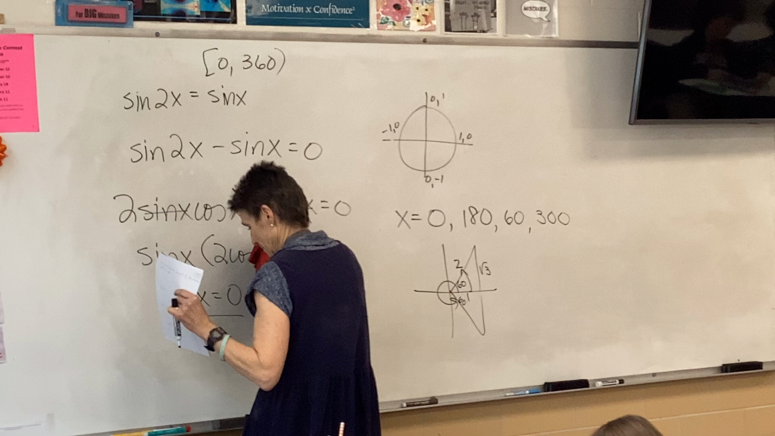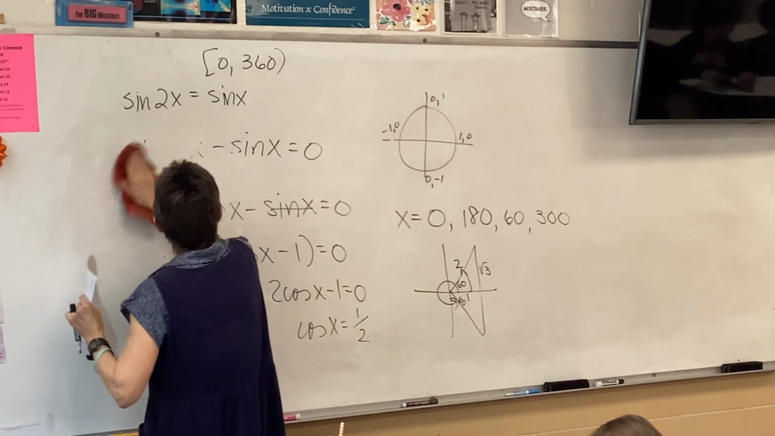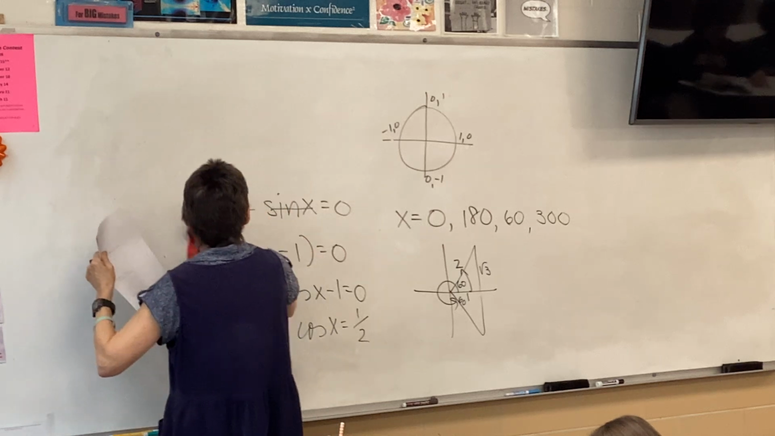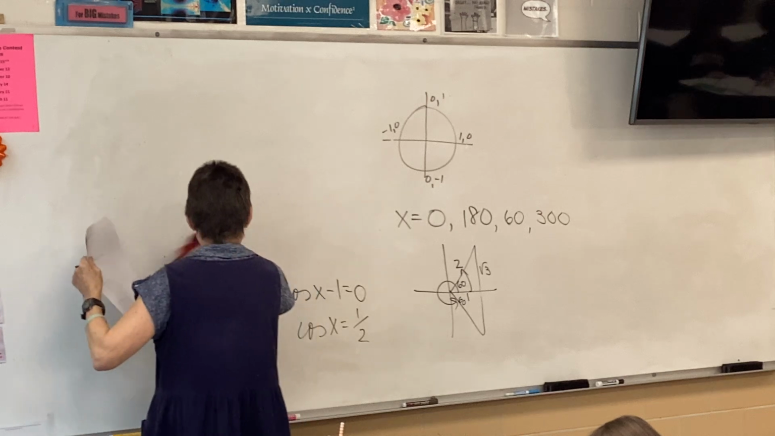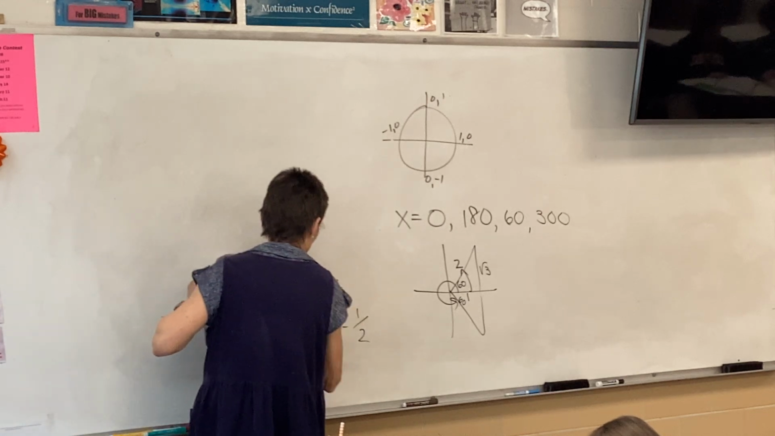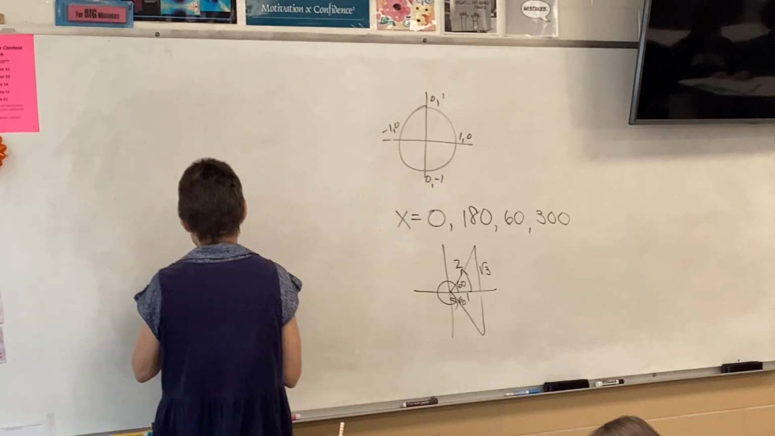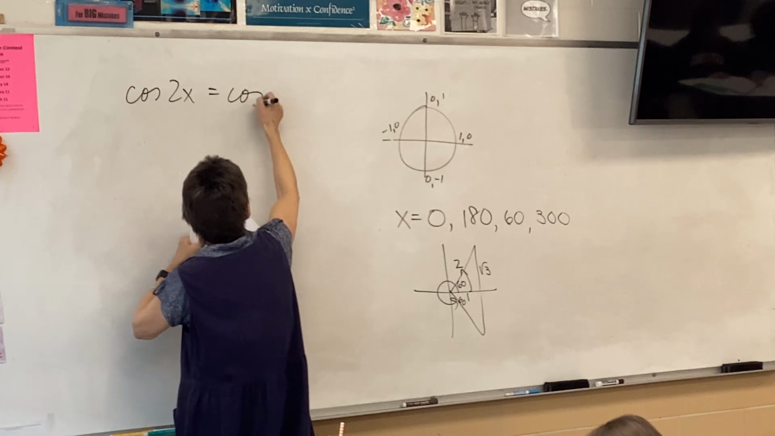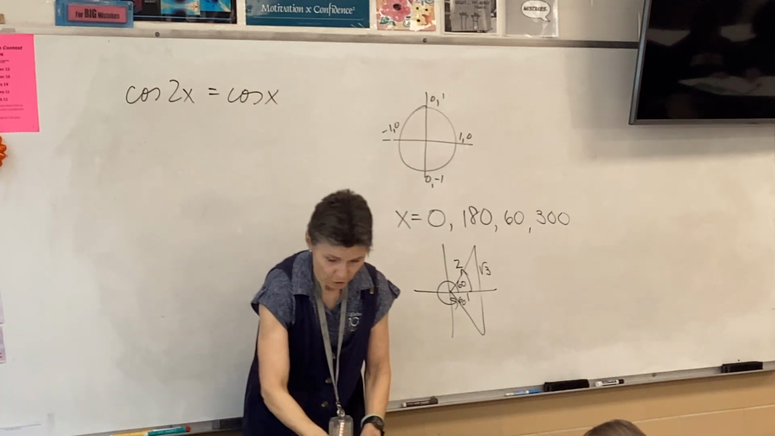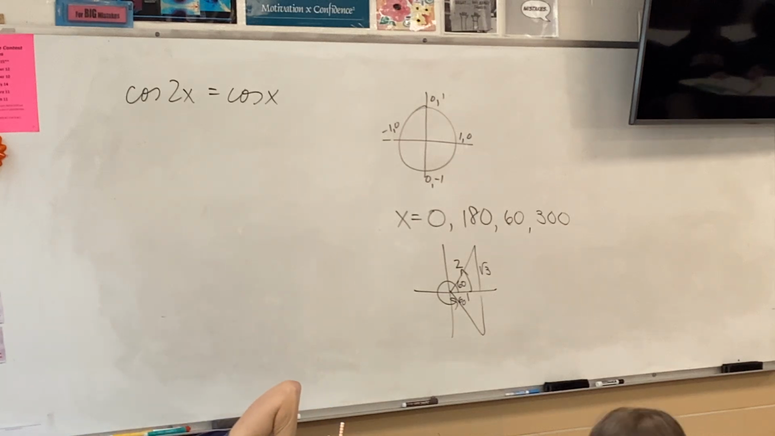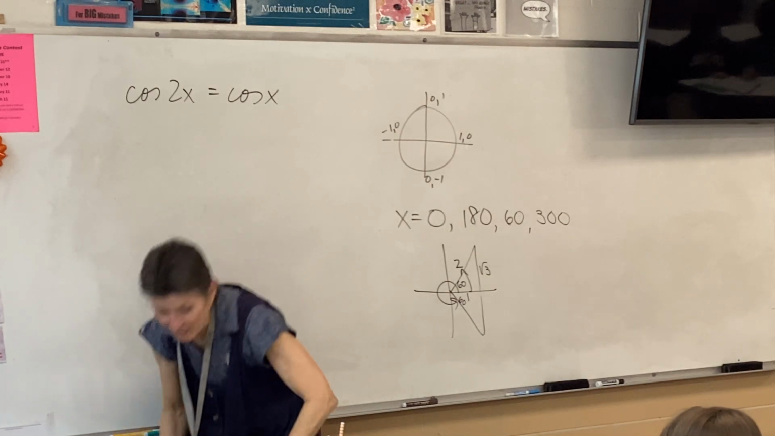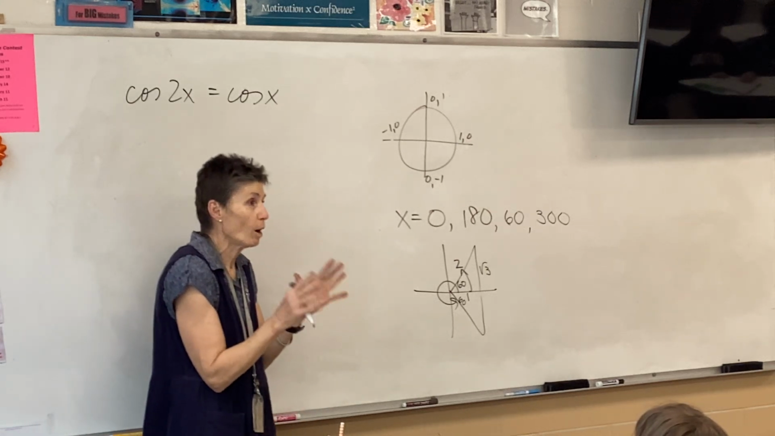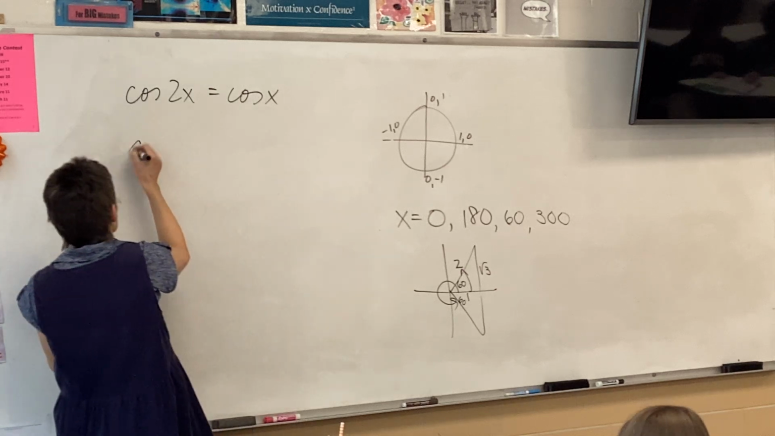All right, so now we're on problem B. The directions are the same. Cosine 2x equals cosine x. Who was paying attention to what we just did? So, what is wrong with our problem? Move it over. We're all set equal to 0.